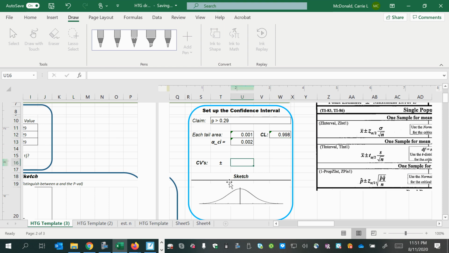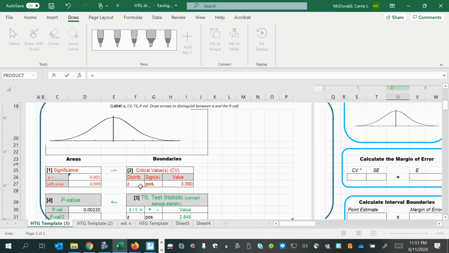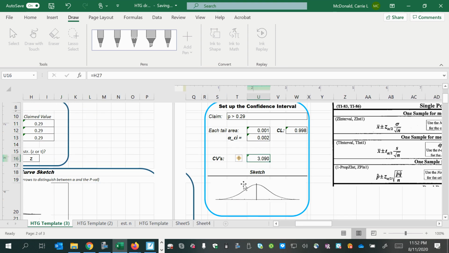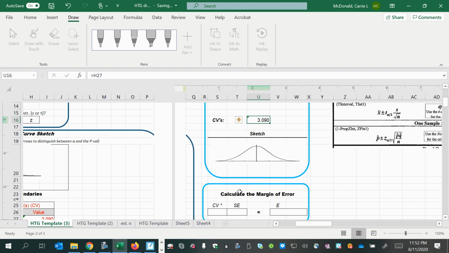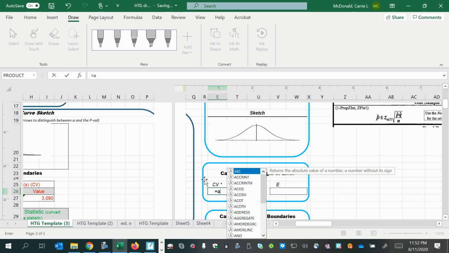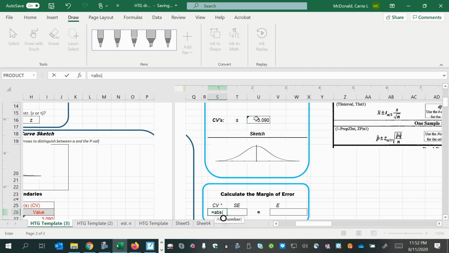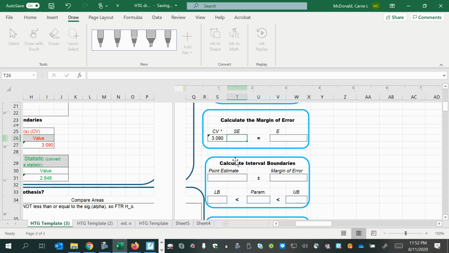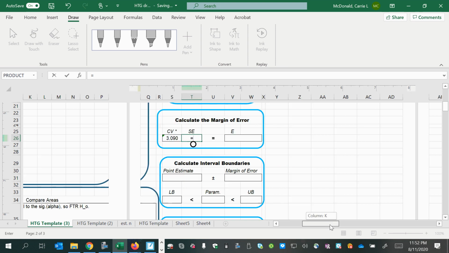Then we have critical values that'll be equal to whatever your critical value was for your hypothesis test. And then just be sure that it is positive because you're about to use it to calculate the margin of error. If you want, you can just make it absolute value, just in case it were ever negative. Then the standard error. Well, we can look that up over here.